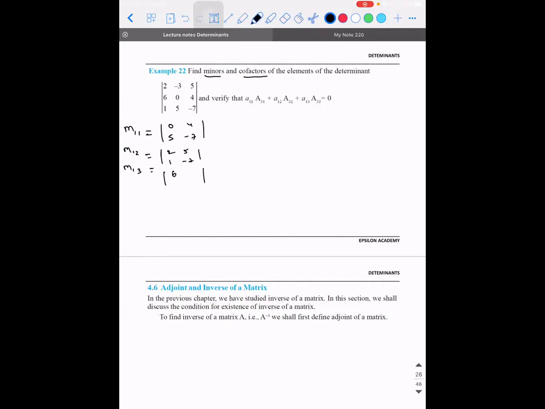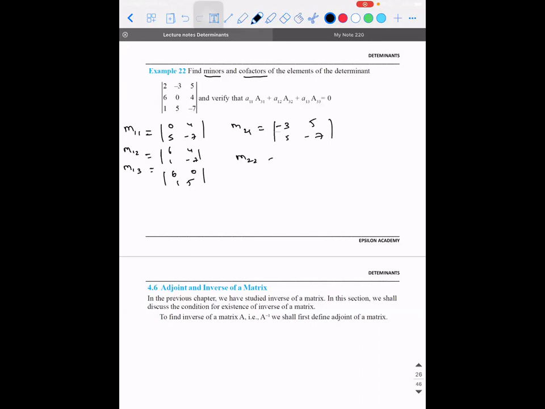Sir, for M12, it is 6, 4, 1, minus 7. One minute, yeah, 6, 4, 1, minus 7. Sorry. Similarly, for M13, 6, 0, 1, 5. Now, M21 is how much? Minus 3, 5, 5, minus 7.